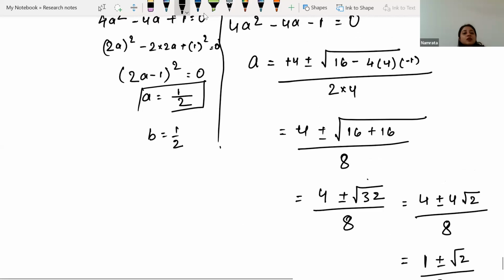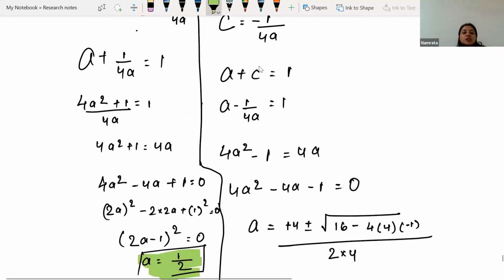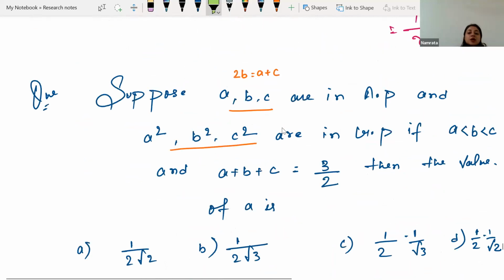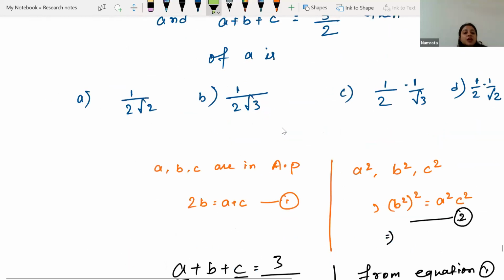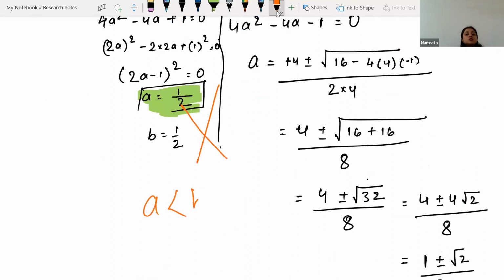Okay. Now we have already got three different a values. A value is 1 by 2. A value is 1 plus root 2 by 2. A value is 1 minus root 2 by 2. Now which option we will be marking, because it's asking for a value. So here if you will look at the condition, a must be smaller than b. And what was b? B was 1 by 2. So the first result which we have got, we have to reject it. Right, Lena? Because a is smaller than b, the condition is given and it is not getting fulfilled over here.